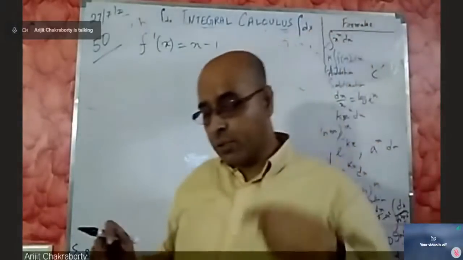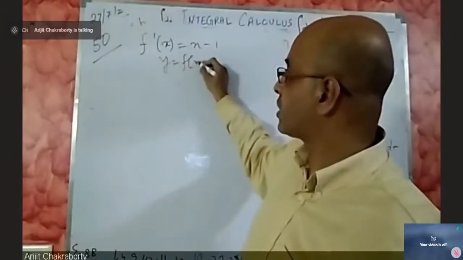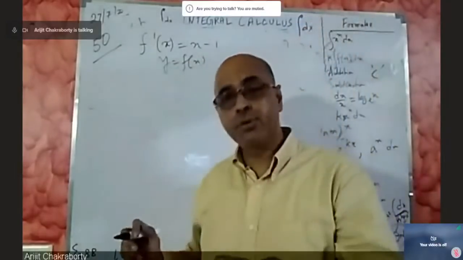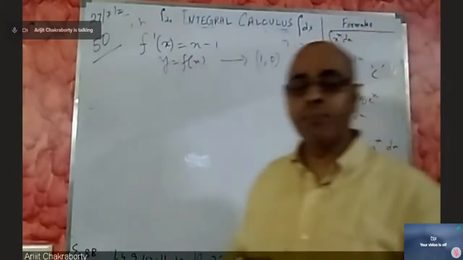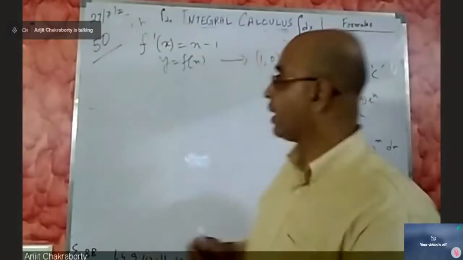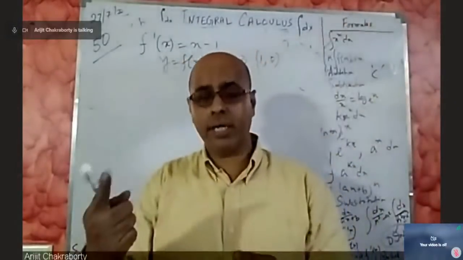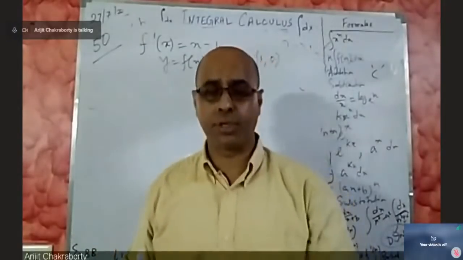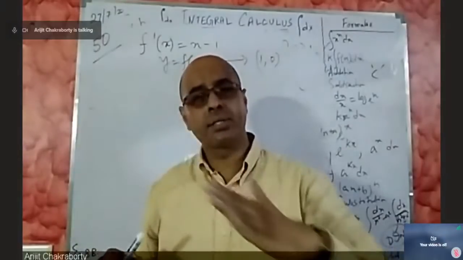You have to find out the equation of the curve y equal to function of x passing through the point (1, 0). That means it will pass through the point x equal to 1, y equal to 0, and the equation of the tangent is given. f dash x means what? The differential coefficient. For a curve, the differential coefficient gives the tangent.